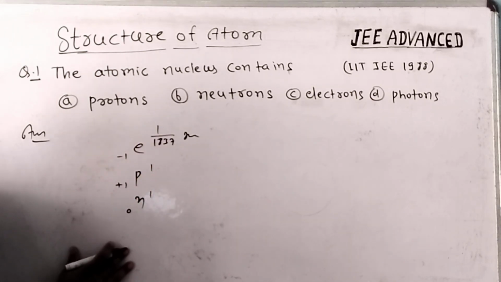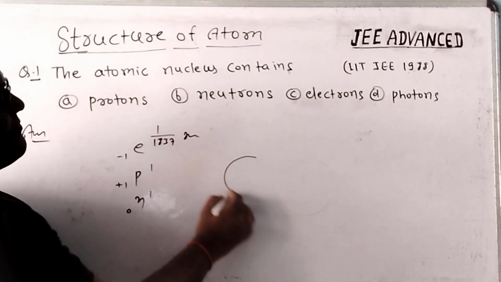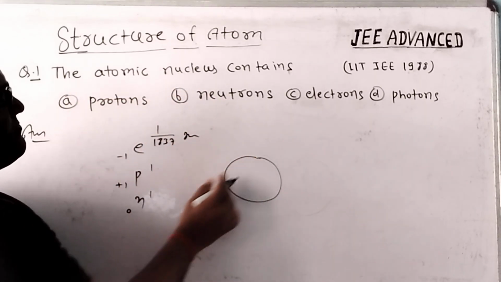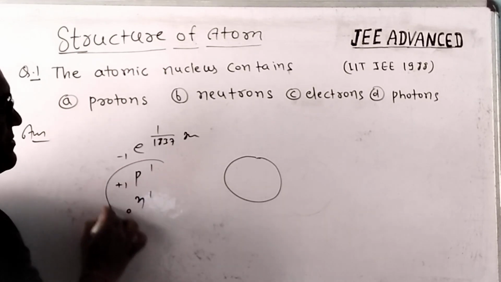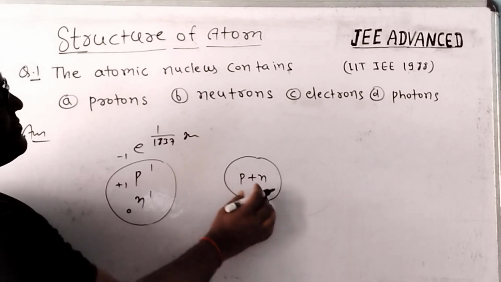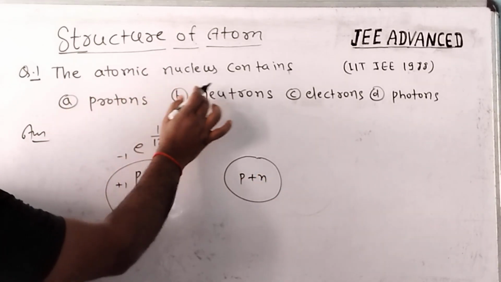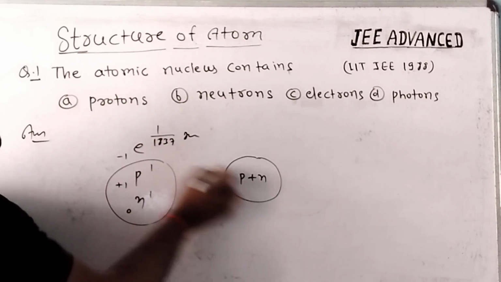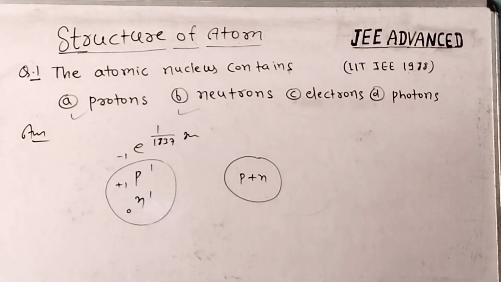So here in the nucleus, inside the nucleus of the atom, the total mass particles are present. So the mass particles are only proton and neutron. So all protons and neutrons are situated inside the center of the atom, the nucleus of the atom. So the atomic nucleus contains proton and neutron. So option A and B is correct. You can take a screenshot.